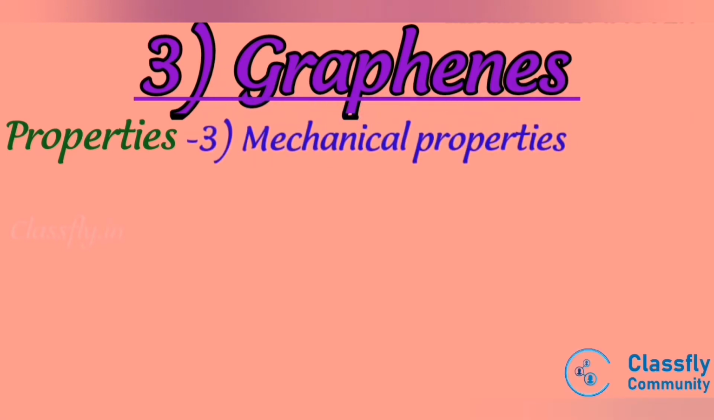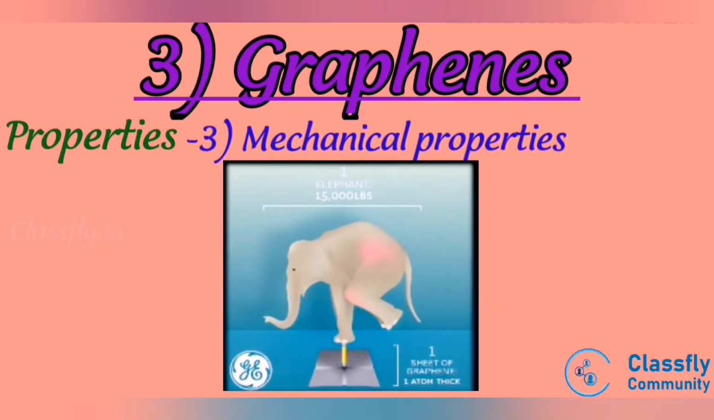Third one is mechanical property. To calculate the strength of graphene, scientists used a technique called atomic force microscopy. It was found that graphene is harder than diamond and about 300 times harder than steel. The tensile strength of graphene exceeds 1 TPa.